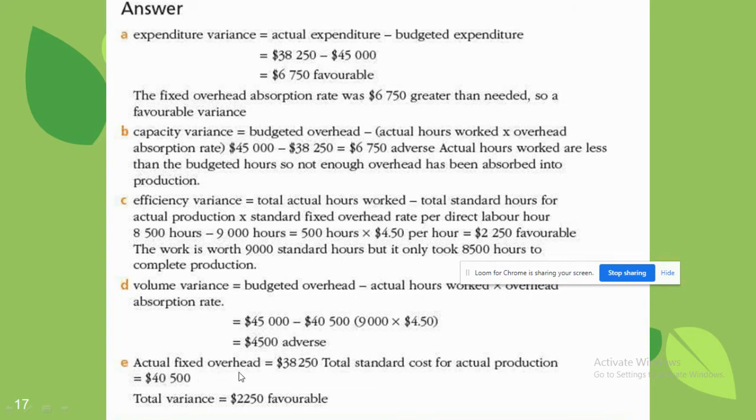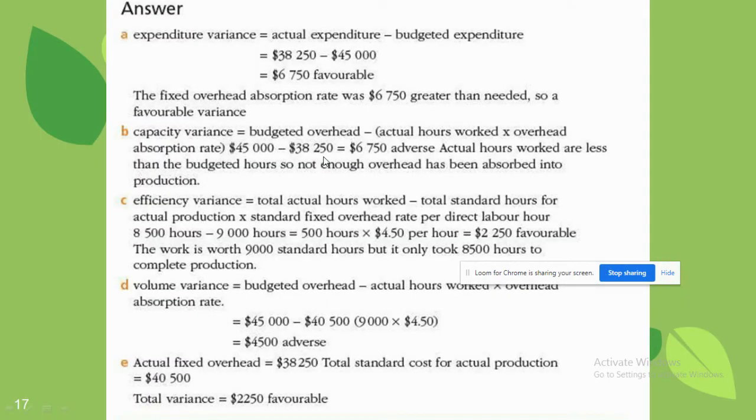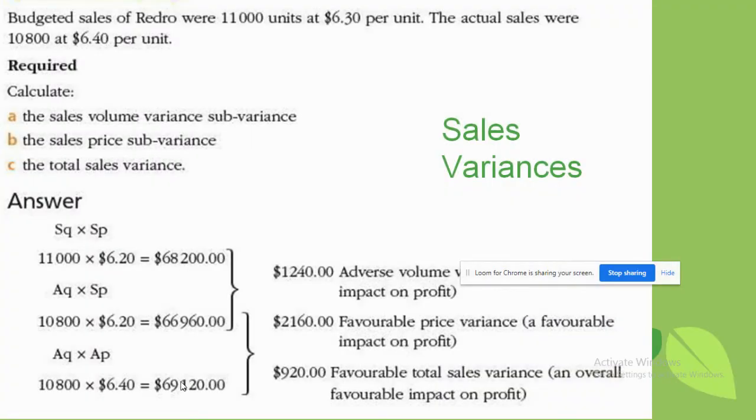Actual fixed overhead is equal to 38,250 as we were given in the question. Total standard cost for actual production equals 40,500. Hence, the variance of this and this, the difference is 2,250, and it is a favorable difference. That means we spent less than budgeted. We spent 38,250 rather than the budgeted 40,500.